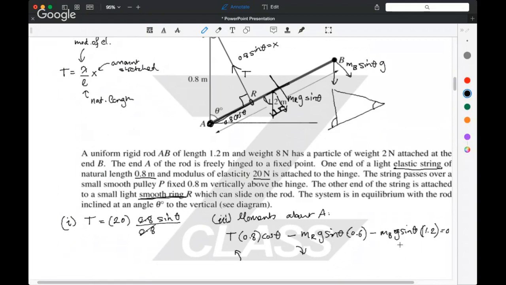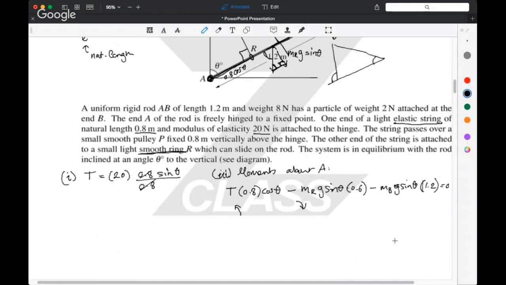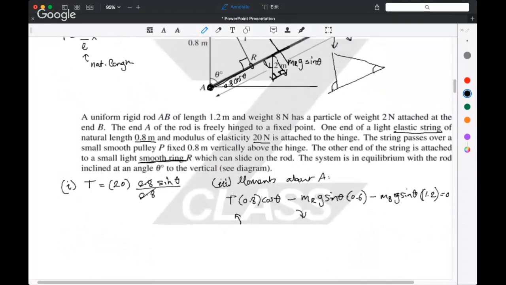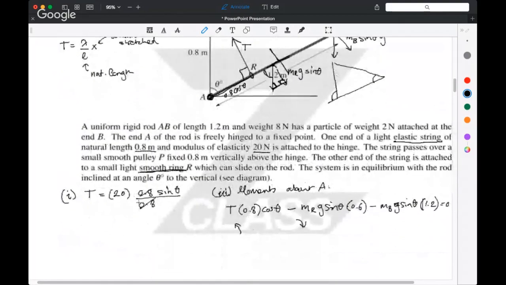So if you solve this, you know that t is, we've already worked it out, equal to 20 sine theta. So you're going to get a sine theta in every one of these terms, so you can cancel it all out. So this is going to be 20 times 0.8 times the cosine of theta minus mrg minus mbg. And that's pretty easy to solve for the cosine of theta, and therefore for theta.